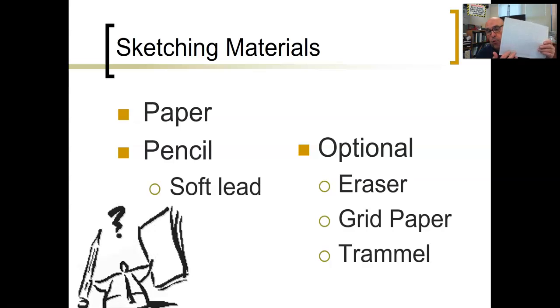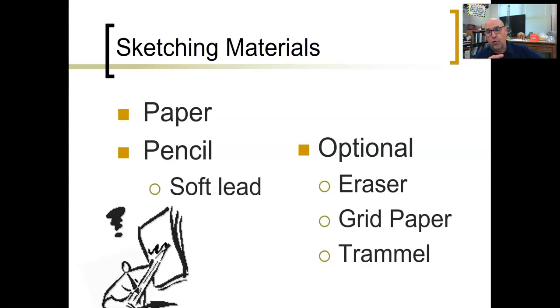So if you buy 1/4-inch grid, you're going to have to go 2 blocks instead of 1 to make the drawing the right size. Okay? And then the last one is a trammel. So what's a trammel? Well, a trammel is how we draw circles.